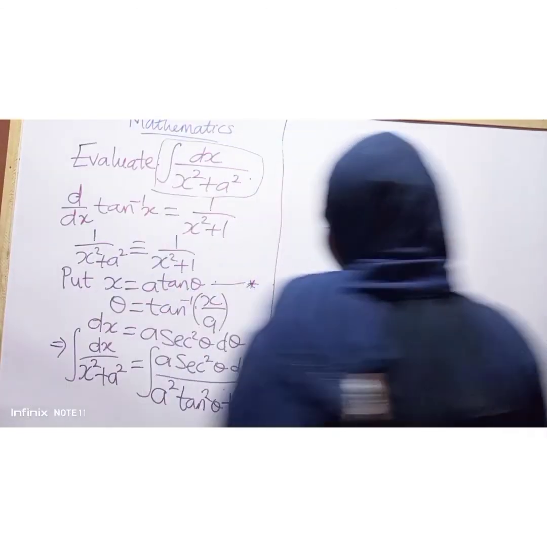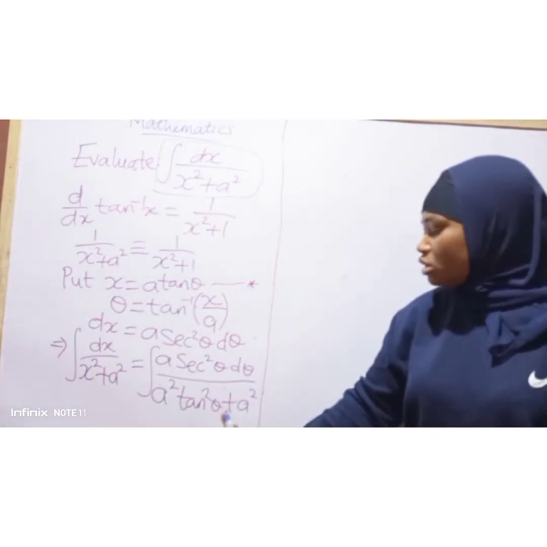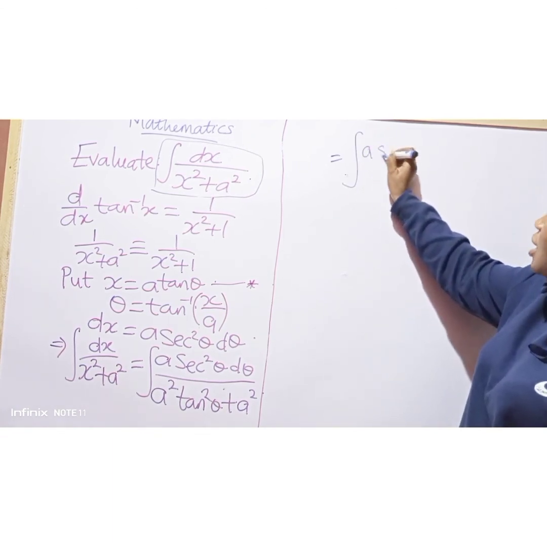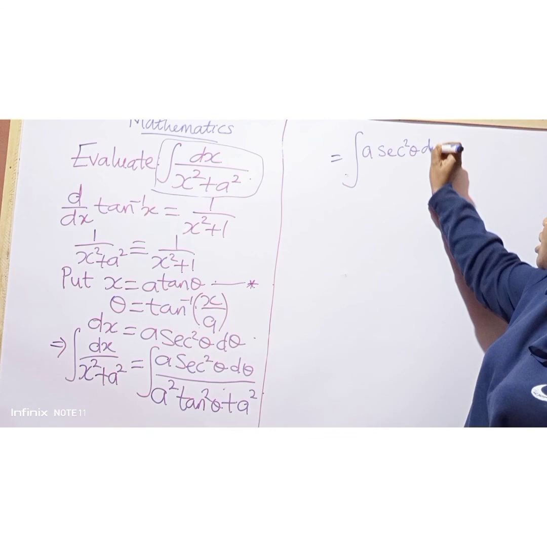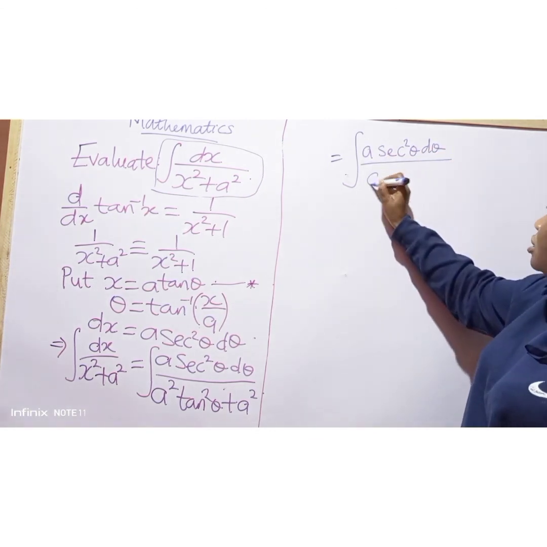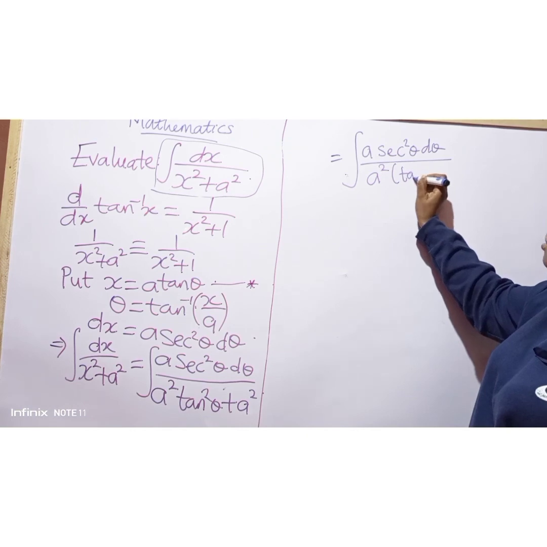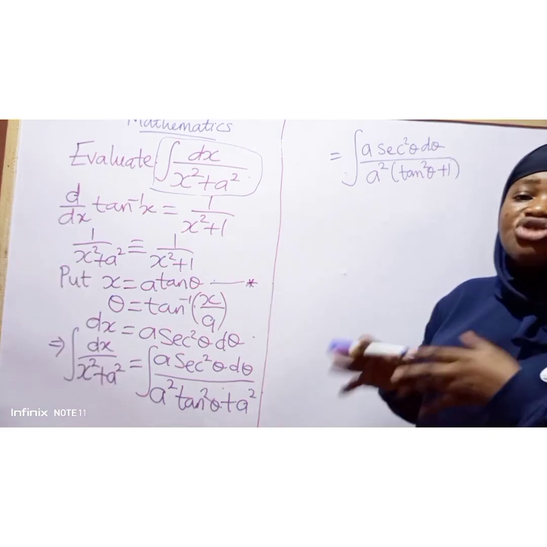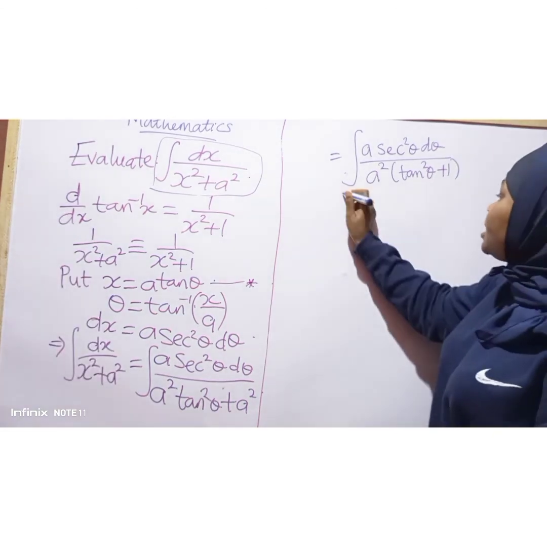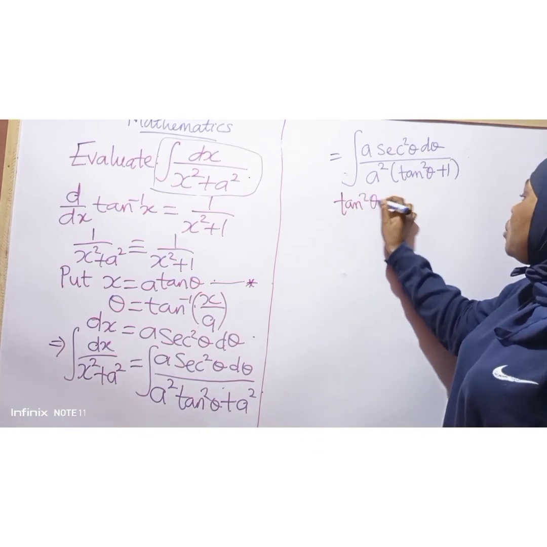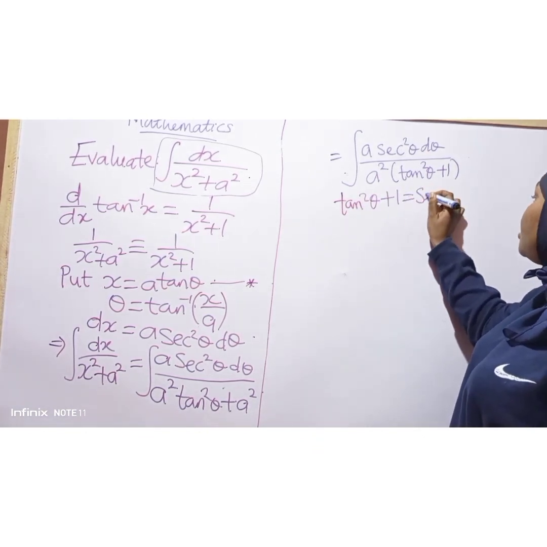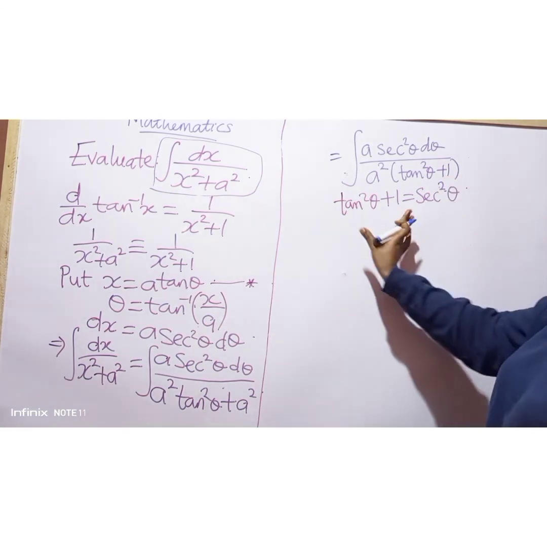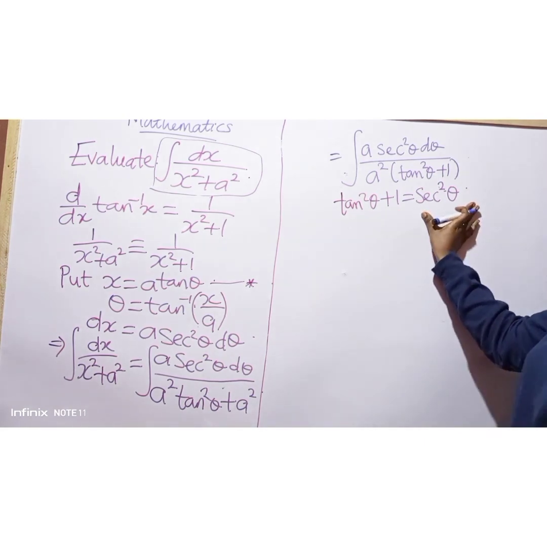Now from here, I can factorize a squared out from the denominator. So I have the integral of a sec squared theta d theta divided by a squared into bracket tan squared theta plus 1. So you have to recall from trigonometric identity that tan squared theta plus 1 is equal to sec squared theta. So wherever I see tan squared theta plus 1, I'm going to put sec squared theta there.